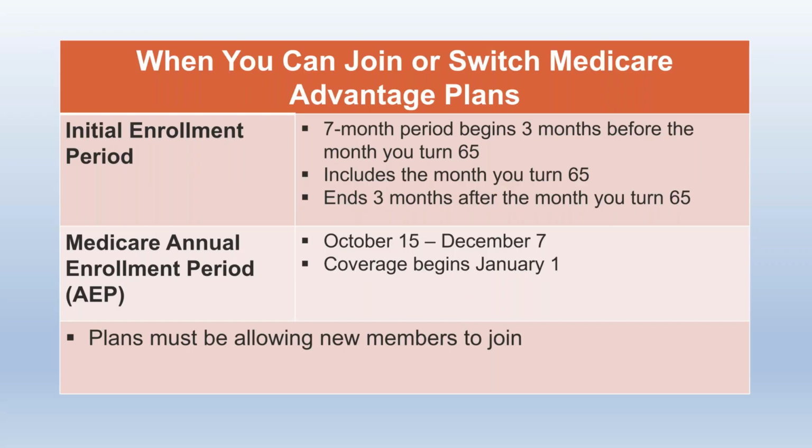When you can join or switch Medicare Advantage plans: your initial enrollment period to enroll in a Medicare Advantage plan is the same as your initial enrollment period to enroll in original Medicare. And then after that, there's a Medicare annual enrollment period each year from October 15th through December 7th, where you can go out, look at competing plans, and make a choice for coverage to begin on January 1st. Plans must allow new members to join during that Medicare annual enrollment period.